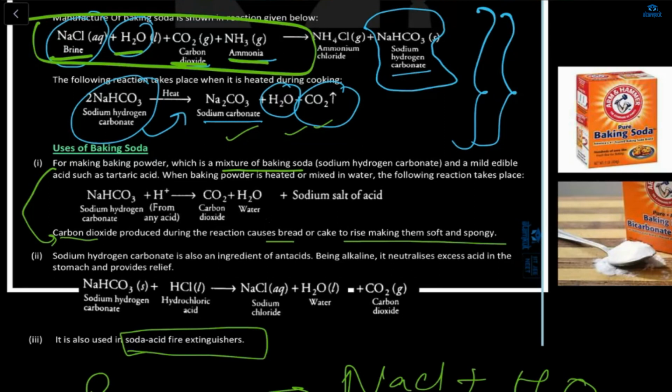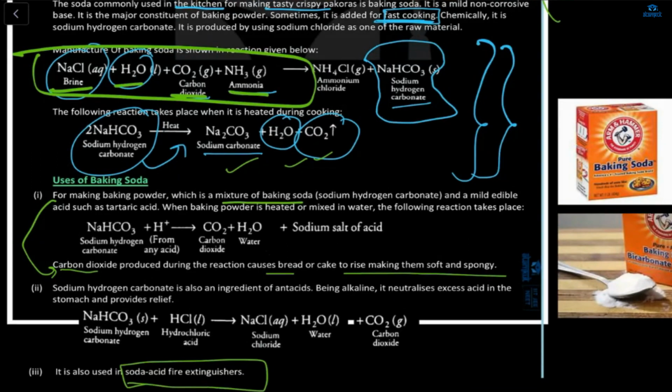And when we mix up all this, then we will get baking soda. After mixing the brine and carbon dioxide and ammonia, you will get baking soda and ammonium chloride. And on further heating your baking soda, you will get these three things.